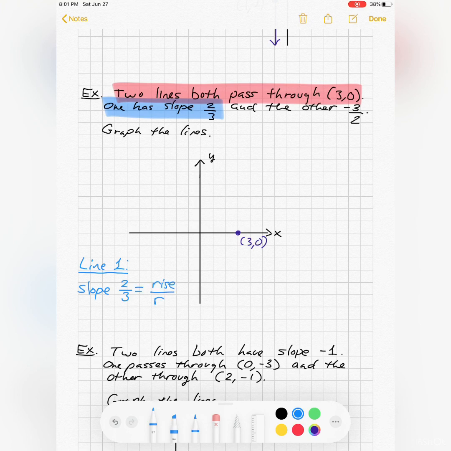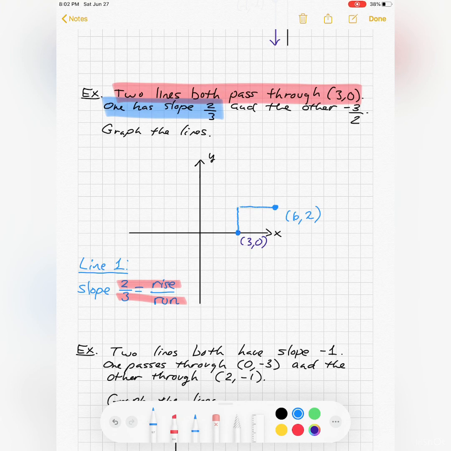That's the rise over the run. So that means my y increases by 2, and my x increases by 3. So starting here, my y increases by 2, my x increases by 3. So here's the next point on that line. Starting at 3, I've gone right 3, that'd be (6, 2).